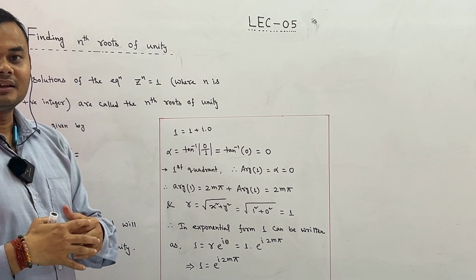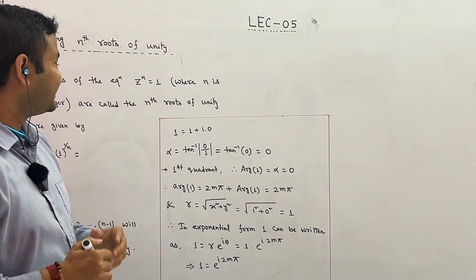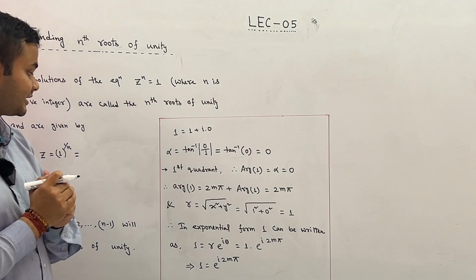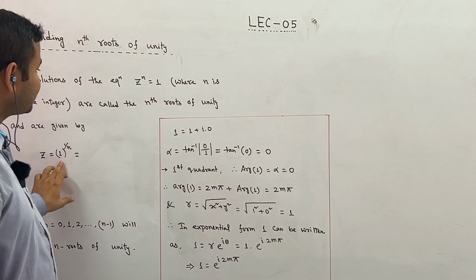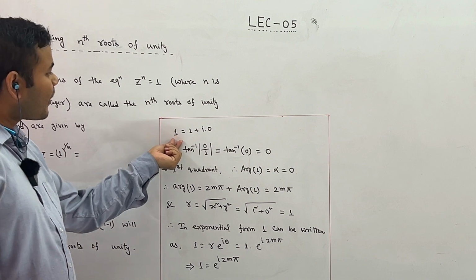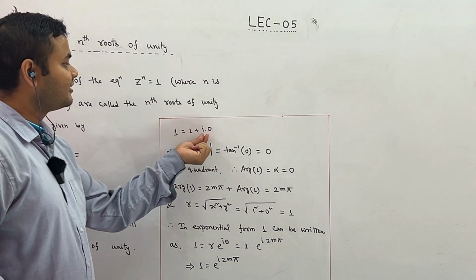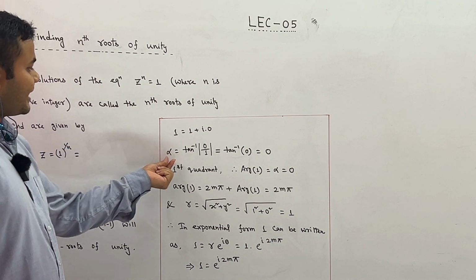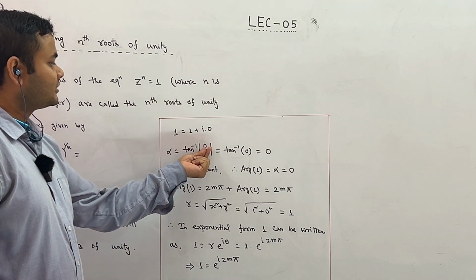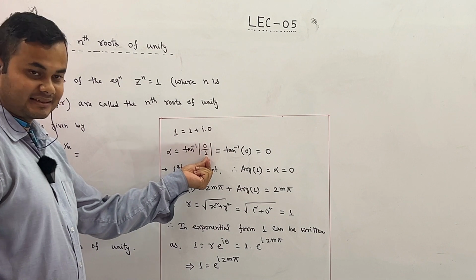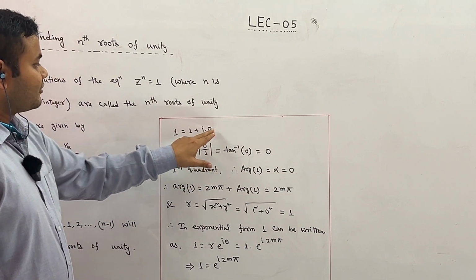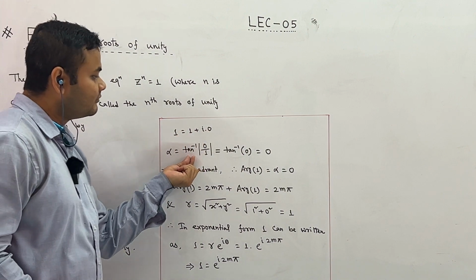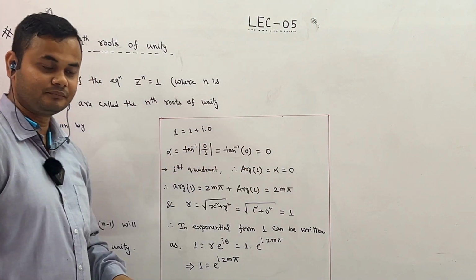In one of my previous videos, I had already explained how to write the exponential form of a complex number. In our case, the complex number is 1. So this 1 can be written as 1 plus iota into 0. From this, we can write alpha equal to tan inverse modulus of y by x. In our case, y equal to 0 and x equal to 1. If we simplify, we get alpha equal to 0.